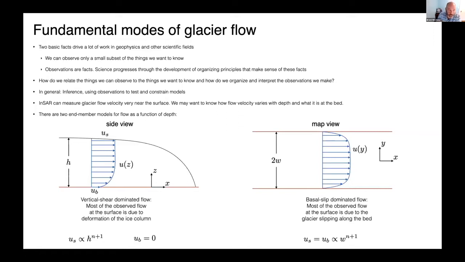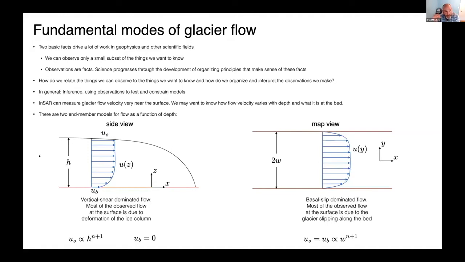And so then the basic questions are, how do we relate the things that we can observe to the things that we want to know, and how do we organize and interpret the observations that we want to make? That's sort of the gist of what we're talking about today. So in general, it's through inference, using observations to test and constrain models.